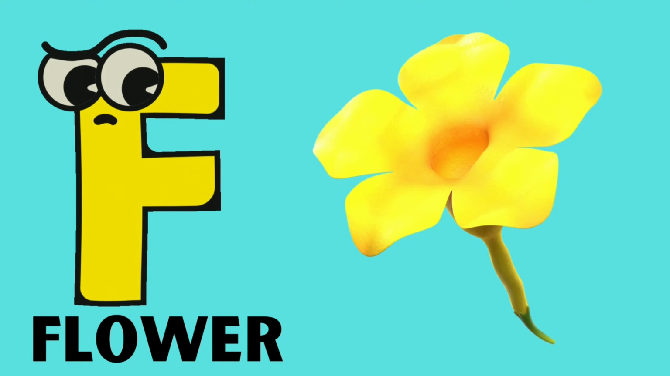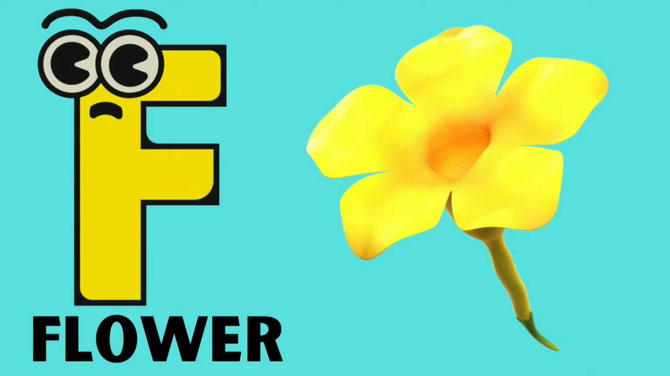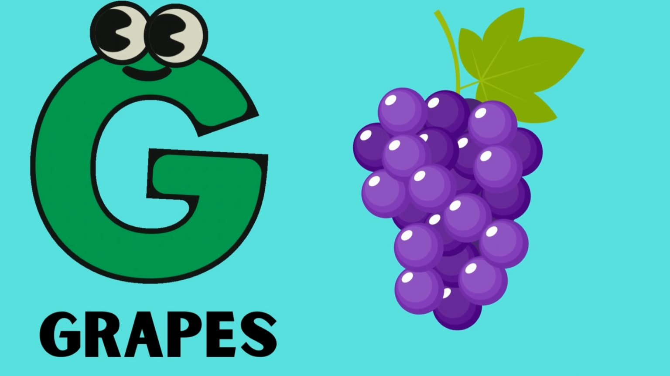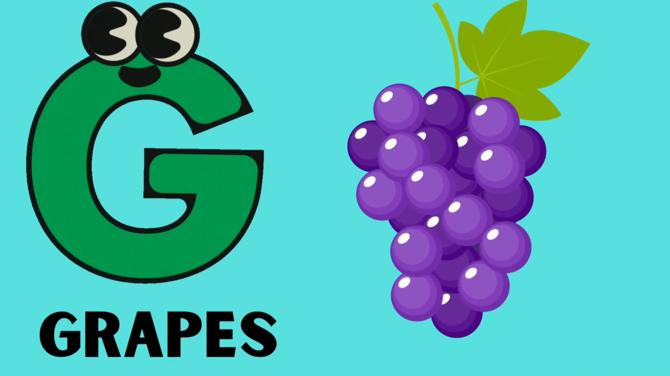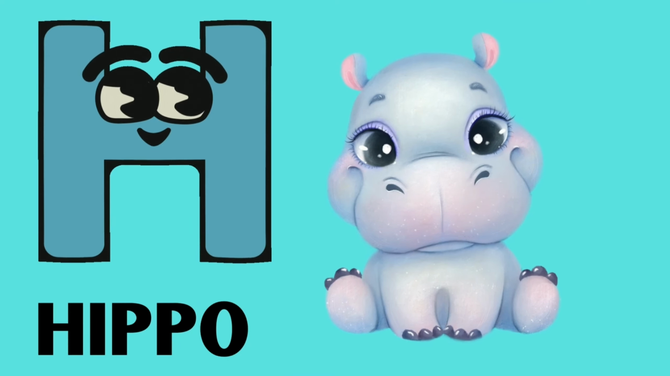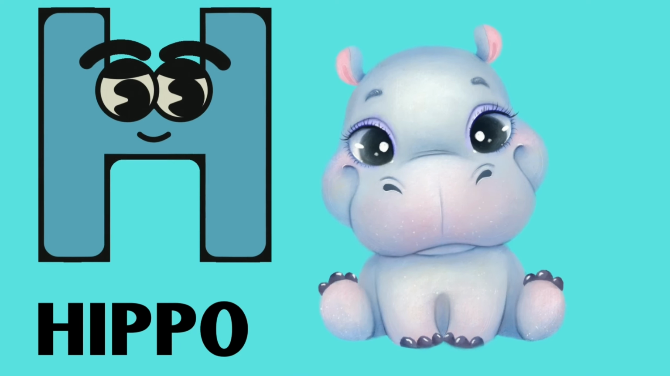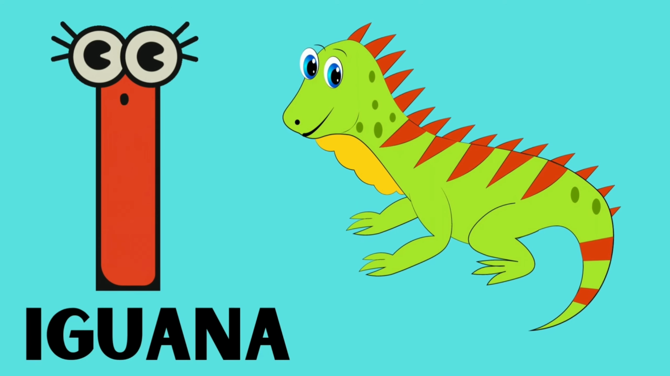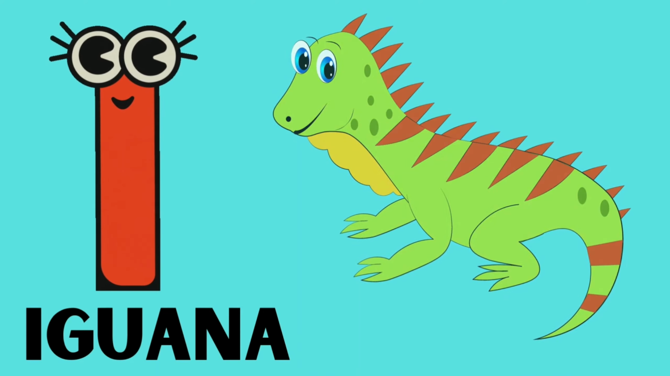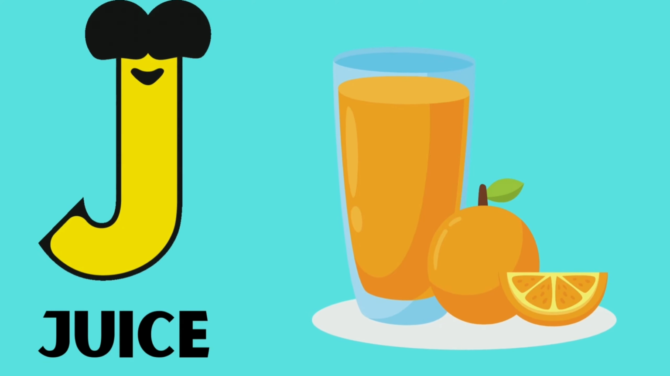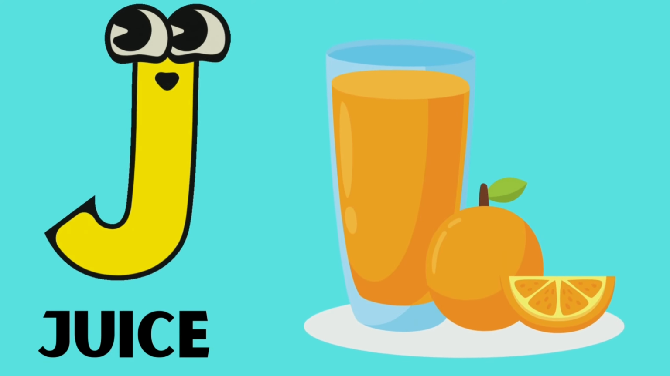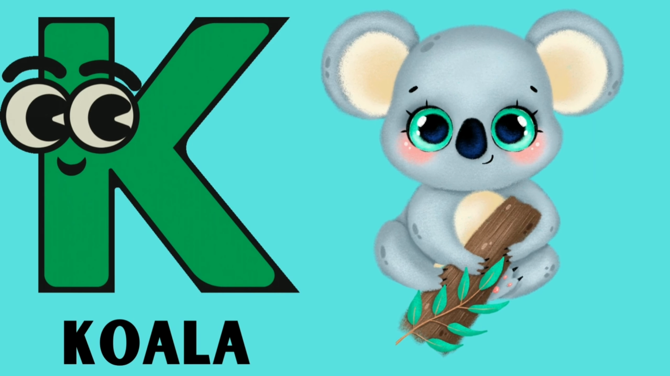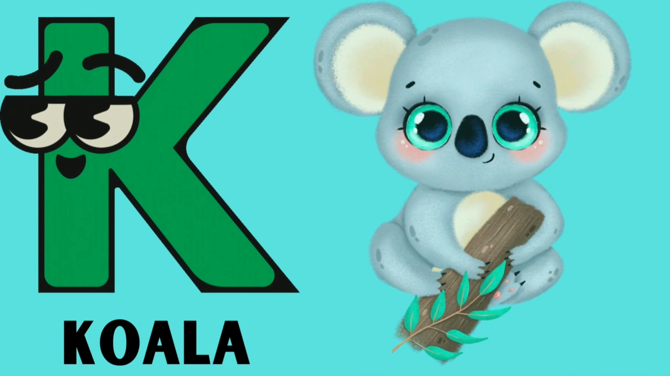F for flower, ding, ding. G for grapes, ding, ding. H for hippo, ding, ding. I for iguana, ding, ding. J for juice, ding, ding. K for koala, ding, ding.